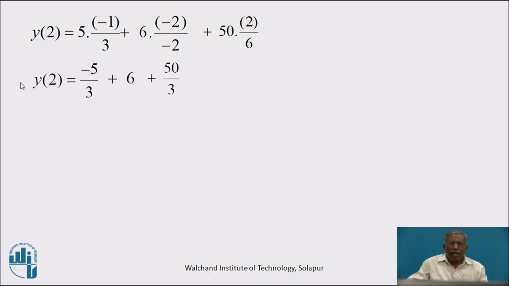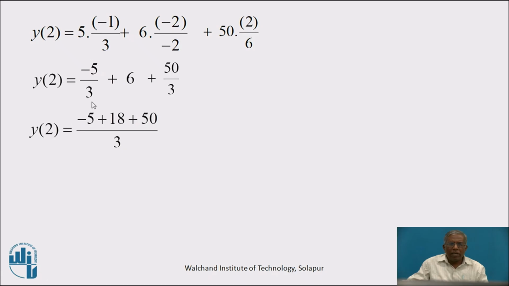Therefore, y at x equal to 2 is equal to the first term minus 5 by 3, plus in the middle term minus 2 gets cancelled. We get 6, and plus 50 into 2 by 6, which is 1 by 3. Therefore, 50 by 3.